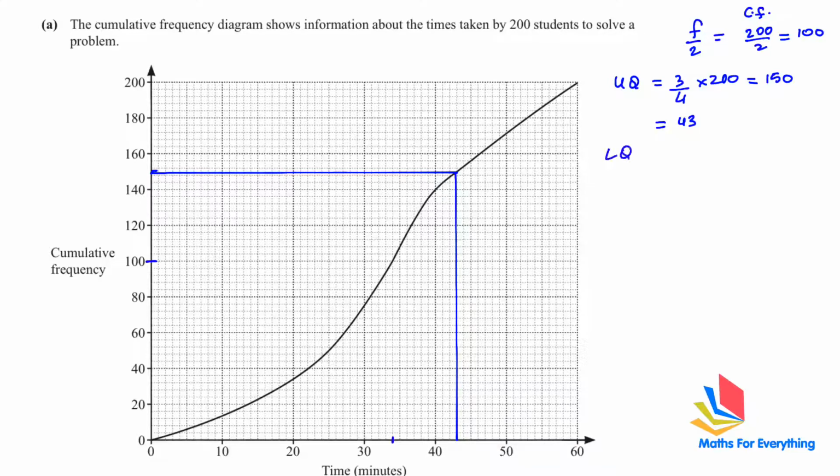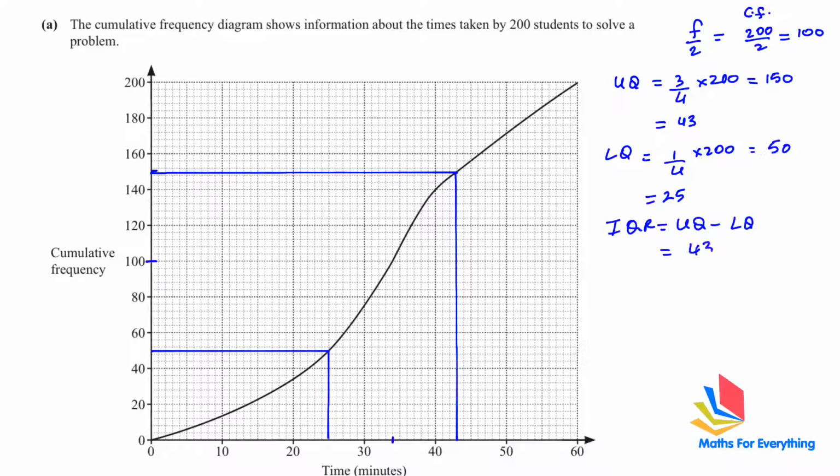Now for the lower quartile, we take 1/4 of the total. Again, that will give us the cumulative frequency. That is 50. Now the position of the corresponding value of time is 25. Interquartile range is upper quartile minus lower quartile. So 43 minus 25 will give us 18.